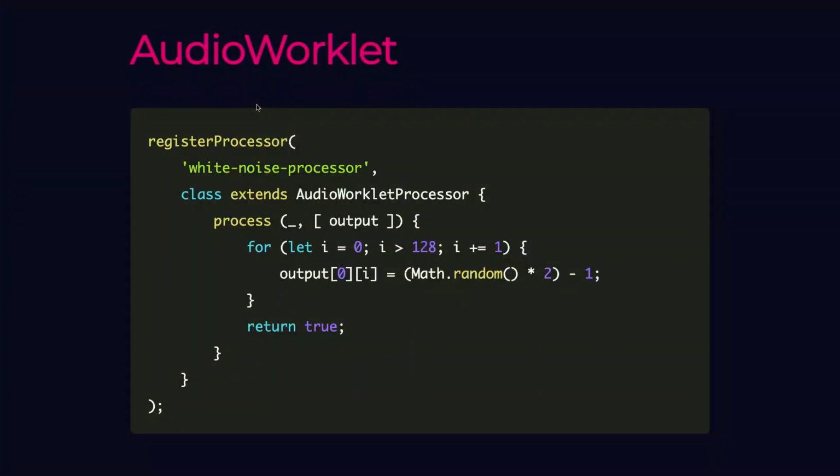And here's how you would write a very basic audio worklet. It's just a class which you need to extend. That's the audio worklet processor. It has one main function called process. It receives inputs and outputs, and you can read from the input and write to the output. So it's a very simple concept. And it will always be called with 128 samples.